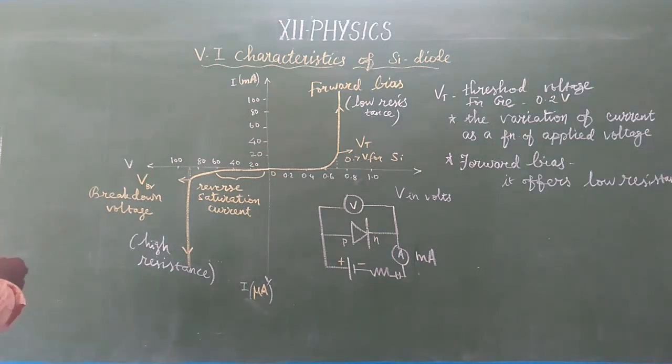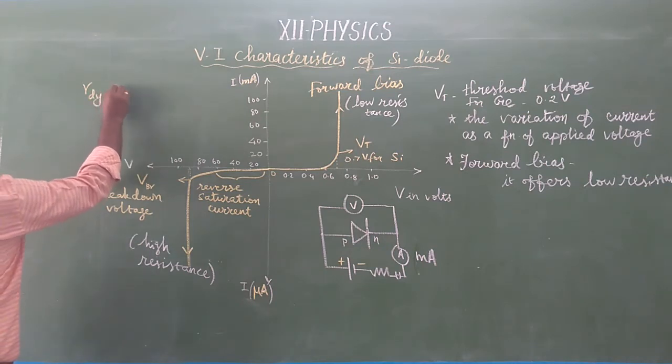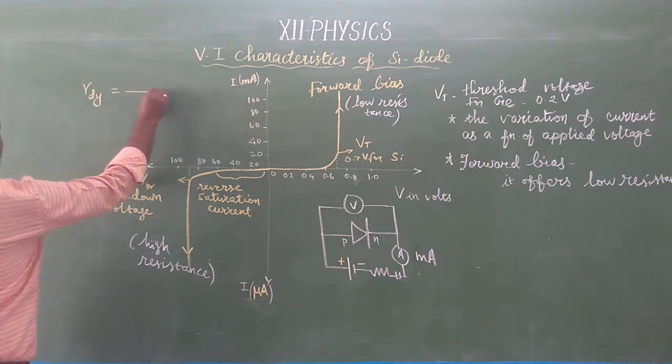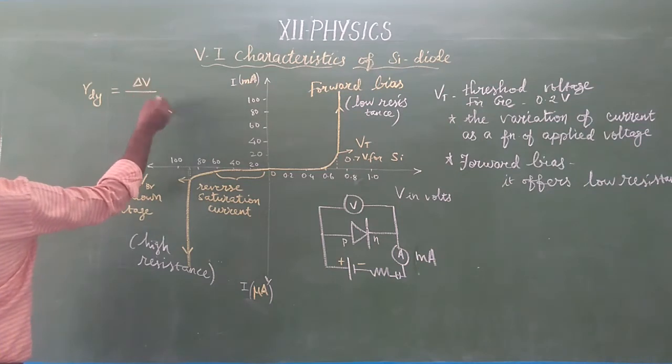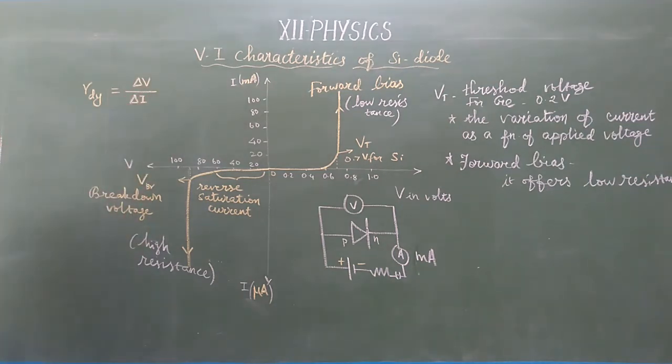From that, we can also find the dynamic resistance. So what is the dynamic resistance? The dynamic resistance is the ratio of a small change in applied voltage across the diode to the small change in the current in the circuit.